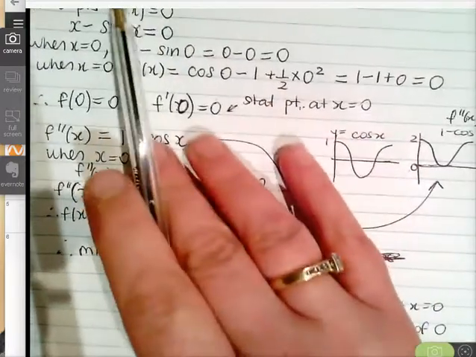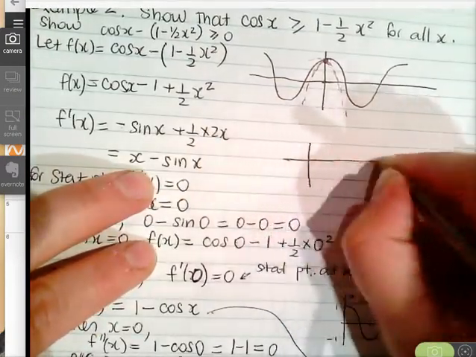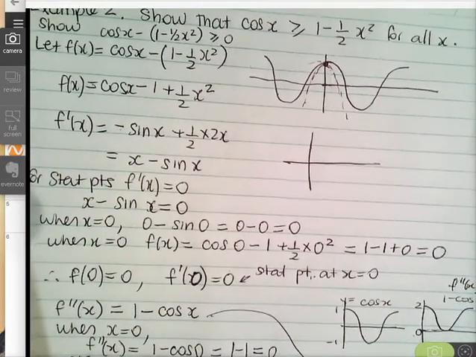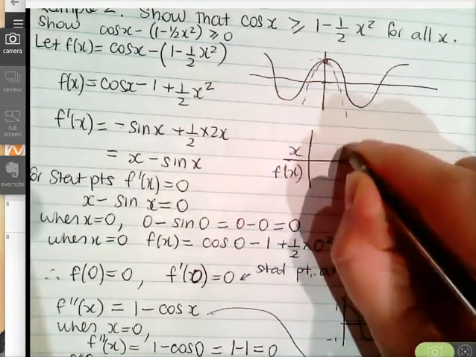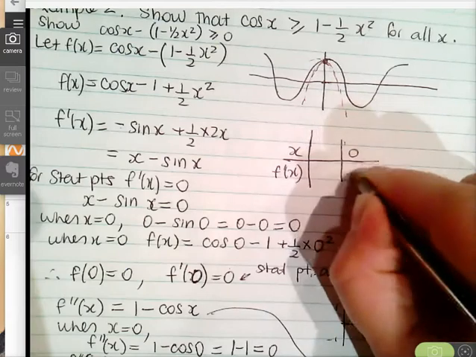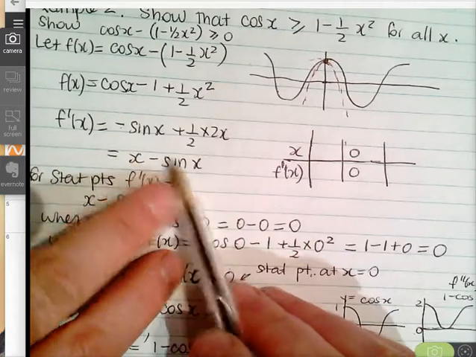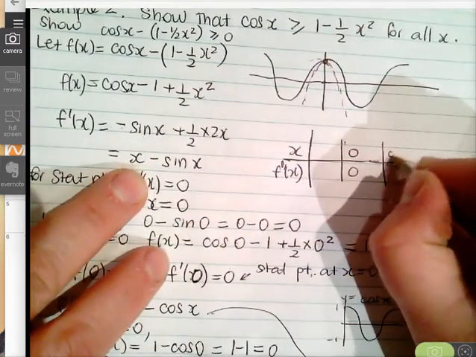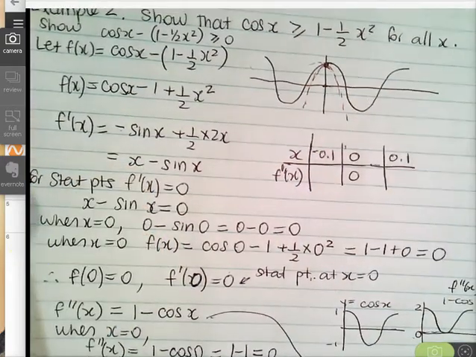The other way I can show that we've got a minimum at x is 0 would also be to come up here. I'm hoping this will work. One sec. It should. So I've got x and f dashed x. When x is 0, I know that f dashed x was 0, because 0 minus sine 0 is 0. Let's look at something like 0.1 and negative 0.1. You can just put those into your calculator.